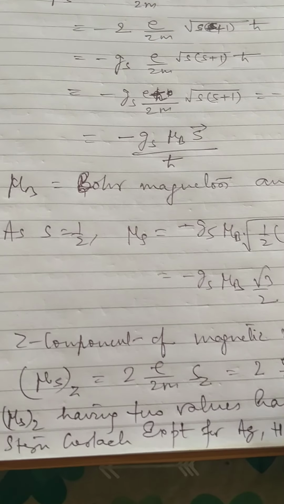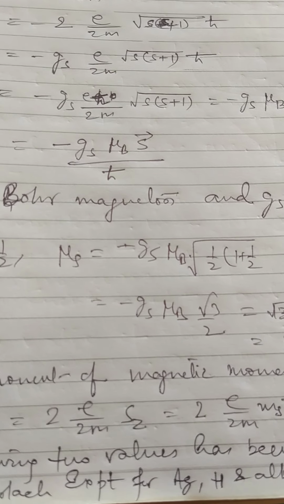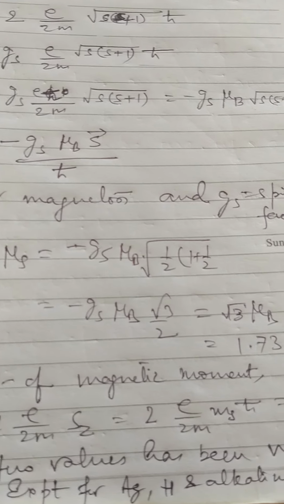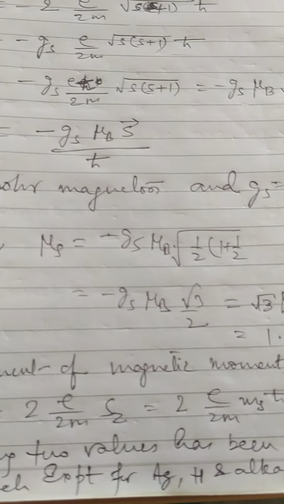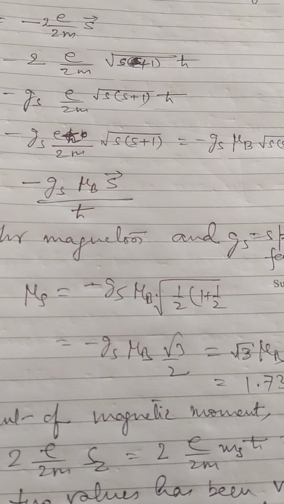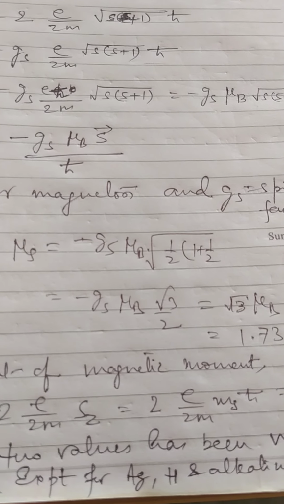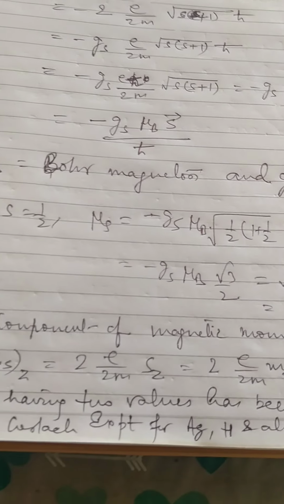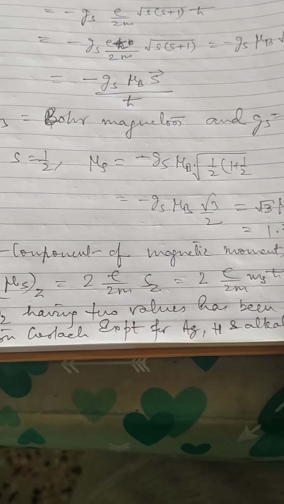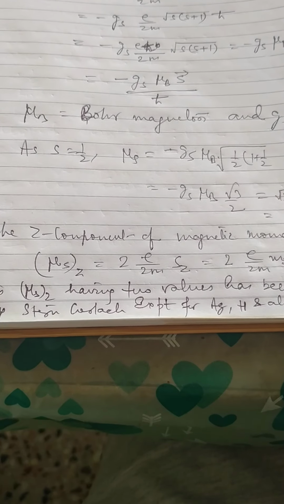Now we see, as S is equal to half, mu s is equal to minus gs mu b root of half into 1 plus half, which is minus gs mu b root 3 by 2, or root 3 mu b, that is 1.73 mu b. Mu b is the Bohr magneton, which is equal to e h cross by 2m, where e is the electronic charge and m is the mass of the electron. Thus the z component of the magnetic moment is related to Sz by e by m.